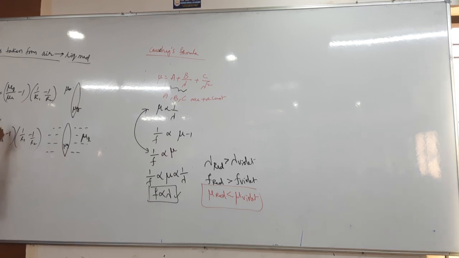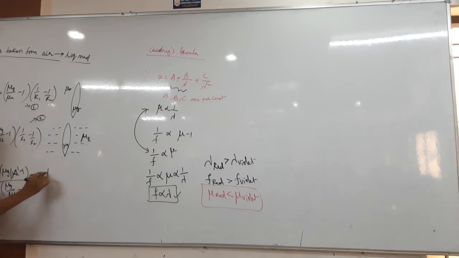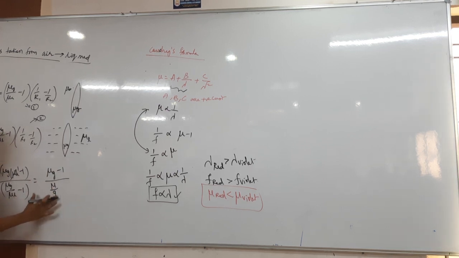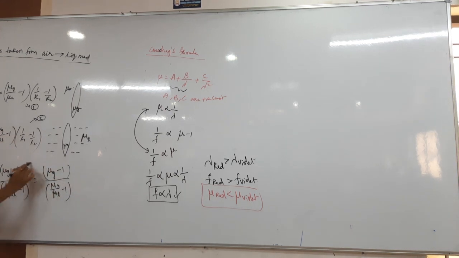So what can I write? If I divide both the equation 1 and 2, 1 by 2, then what will we get here? Fl by Fa is equal to, 1 by r1 minus 1 by r2 gets cancelled. Then what will be remaining here? Mu g by mu a minus 1, divided by mu g by mu l minus 1. What is this mu a value? Air value is 1. So what you can write easily here: mu g minus 1 by mu g by mu l minus 1. This is the final formula we got.